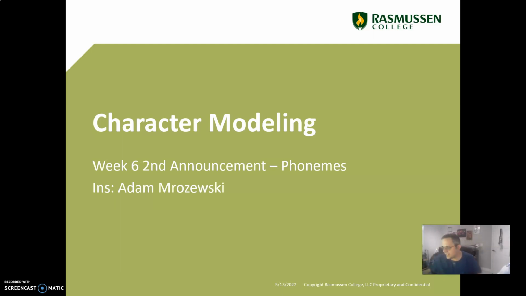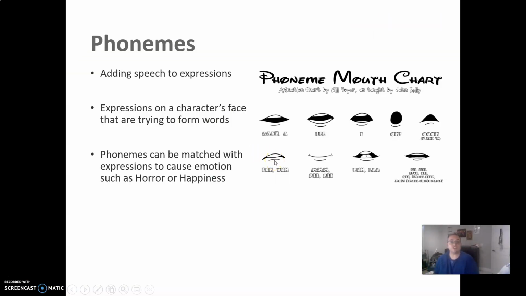However, let's get into it and actually start talking about what phonemes are and what they do. So phonemes are really just adding speech to expressions. When you create an expression and you change the mouth, you're forming letters or words or phrases on a character's face that are trying to form words. Phonemes can be matched with expressions to cause emotions, such as horror or happiness, and really get into details with words. That adds more to the concept, especially if you're animating voice and vocals and trying to do lip syncing. We're actually doing that now with one of our projects, and that's a really big aspect. So let's take a look.